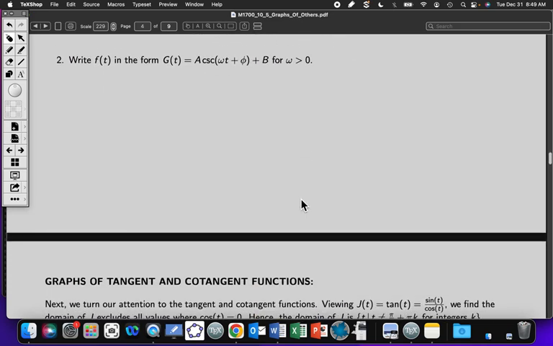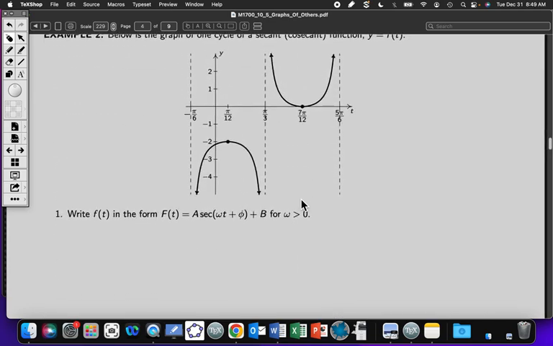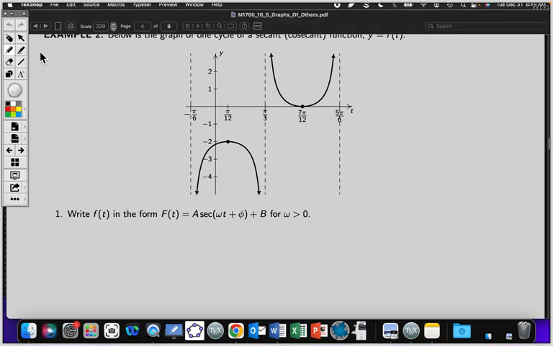Now, what if we wanted to write this in the form of the cosecant? Okay, so what would be different and what would be the same? Well, what would be the same for the cosecant curve is our omega would still be 2, our baseline would still be minus 1. The absolute value of A, the amplitude, is still 1.